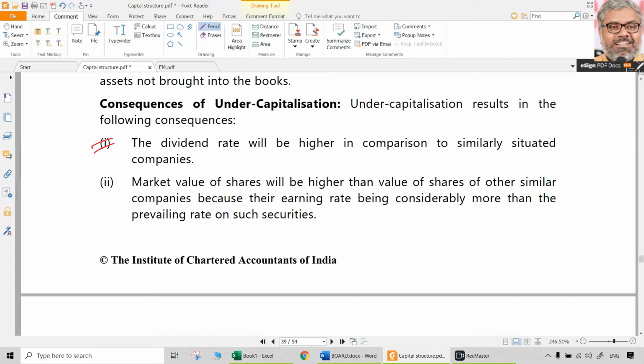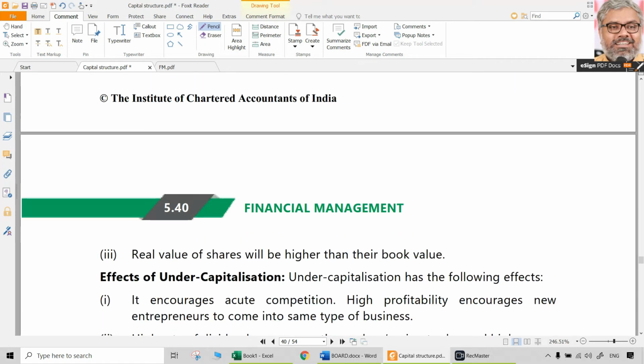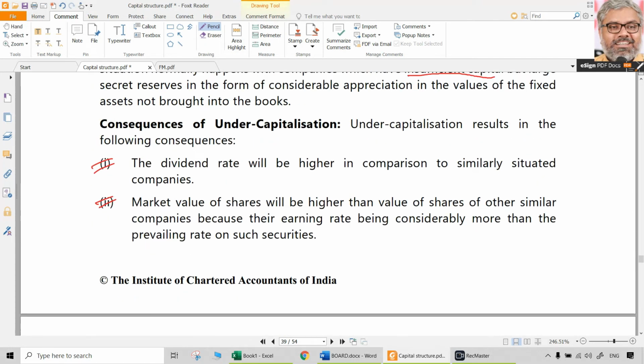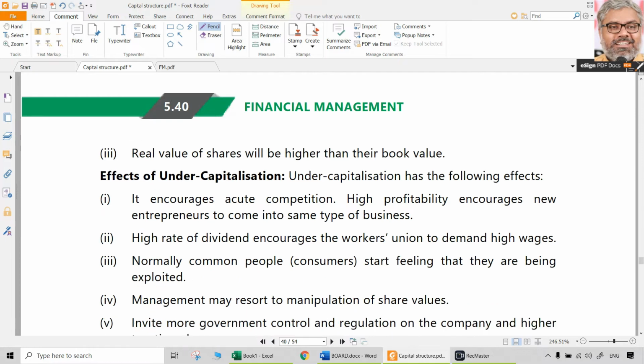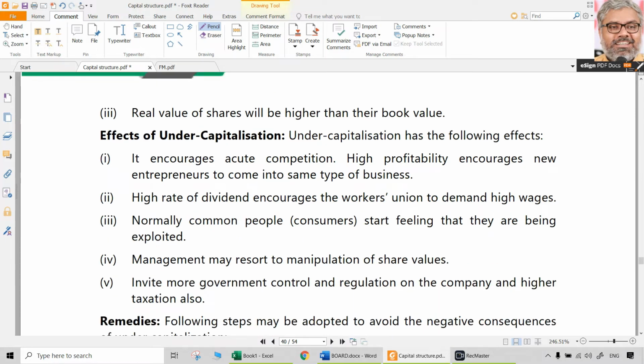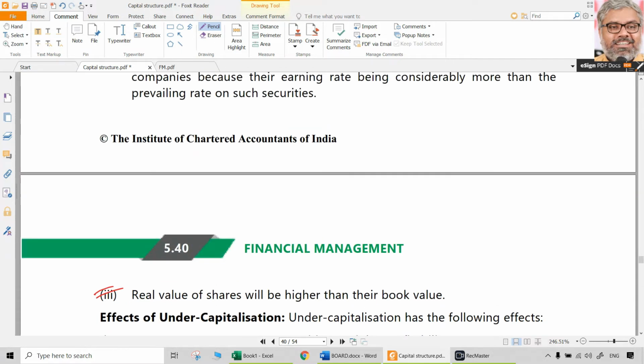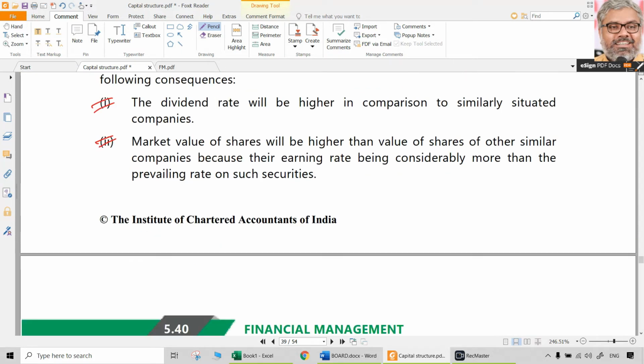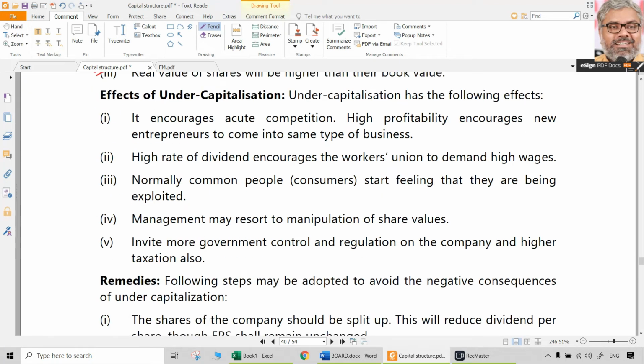One, the dividend rate will be higher in comparison to similarly situated companies. Second, the market value of the shares will be higher than the value of the shares of similar companies, because actually they have a lot of good secret reserves. Or the real value of the shares will be higher than the book value. Obviously it will be higher. These are the possible consequences of undercapitalization. Effects or consequences, both are the same. But what can be the effects of this undercapitalization?